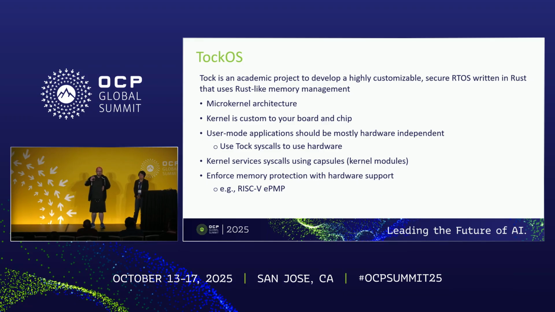TockOS, to talk a little bit more about that, we've mentioned it a few times in several talks today, but haven't really dug into what it is. It's an academic project that's really meant to be a very customizable, secure RTOS, so real-time operating system. So it provides some real-time guarantees about performance. And it's very Rust-like. It's written in Rust, so it works quite well with Rust code, and it takes a lot of those Rust-isms and embodies that in the way that you manage memory with it. You have to share memory with the kernel, for instance, and so it borrows it in the same way that Rust does.